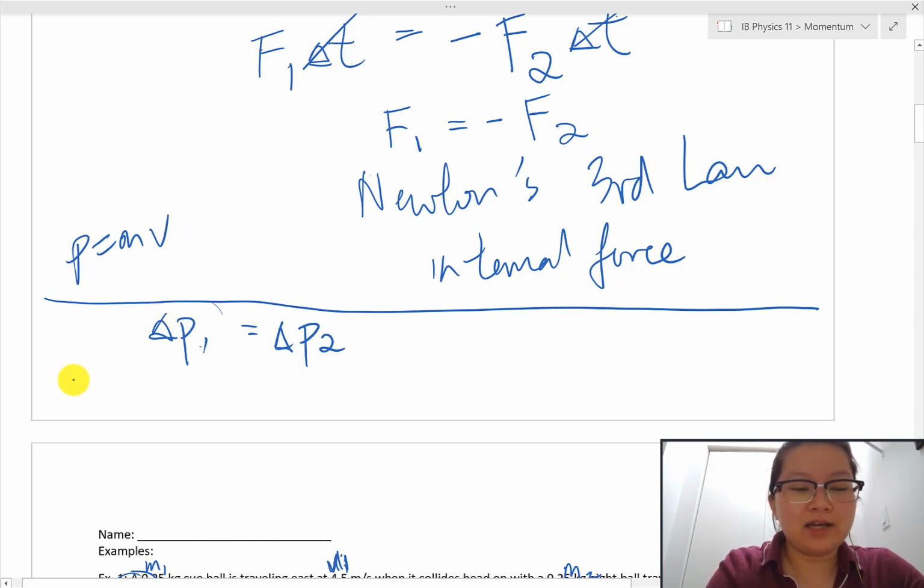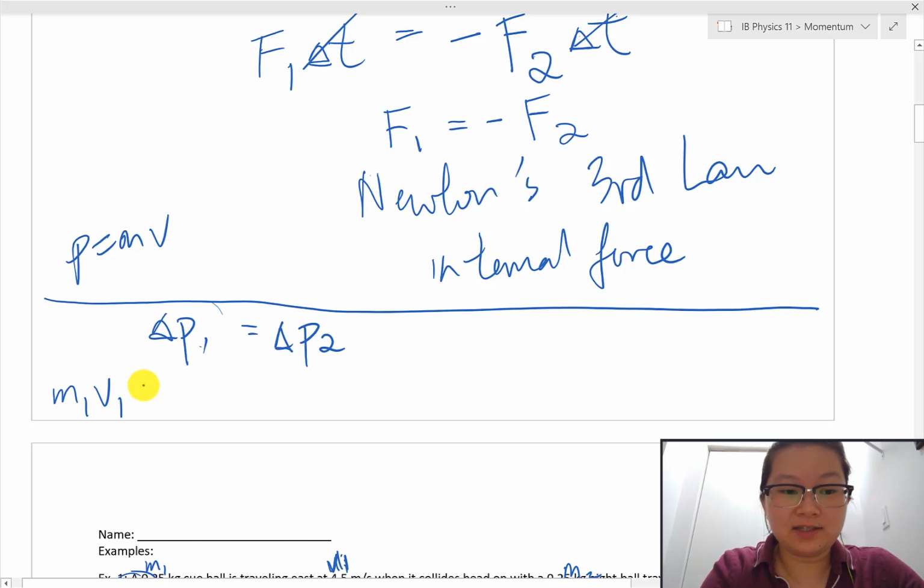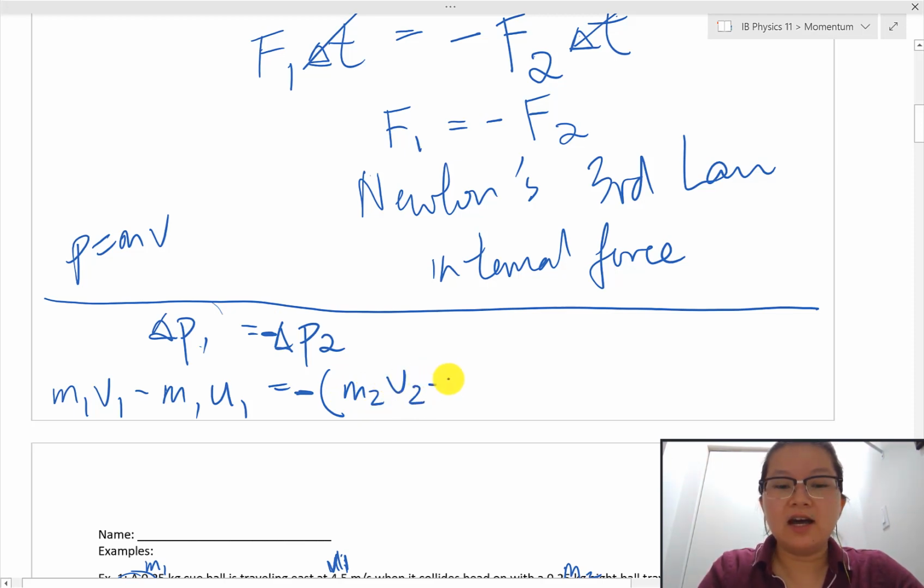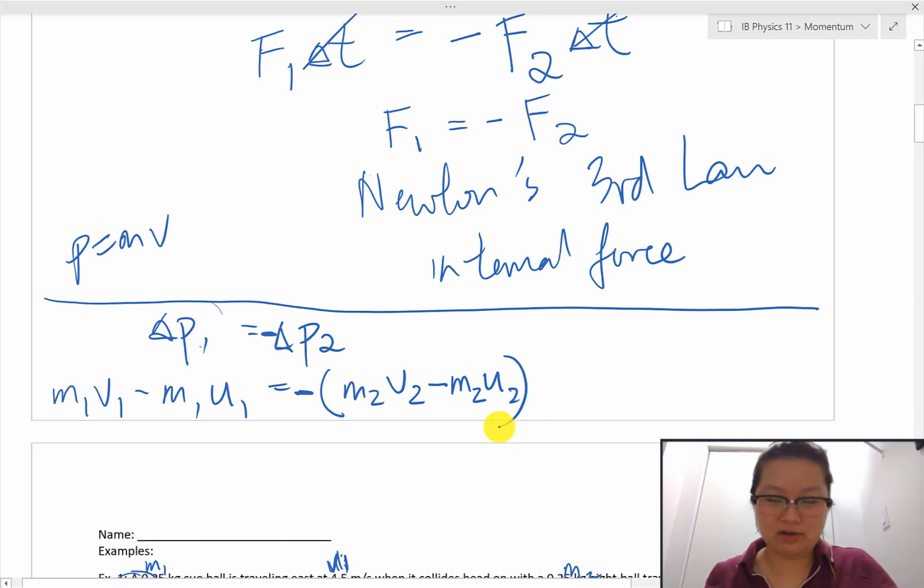So here I can write that the change in momentum of mass 1 is just m1 v1, and v I'm using as final velocity, minus m1 u1. U I use as initial velocity, just like in kinematics back in the IB data booklet. Okay, so then that is equal to negative, don't forget, oh, I forgot there's a negative sign here. There I have the mass 2 times its final velocity minus mass 2 times its initial velocity. Okay, so that's one way you can use.